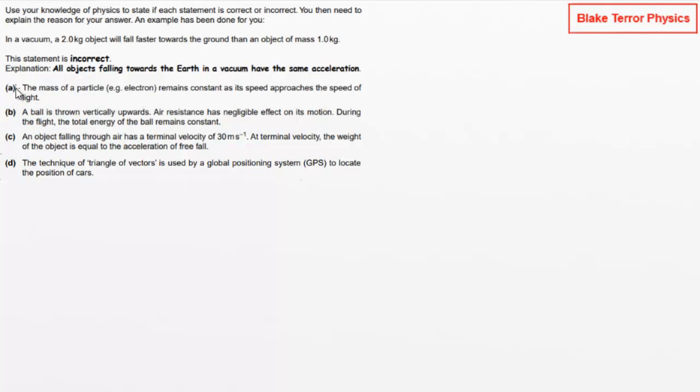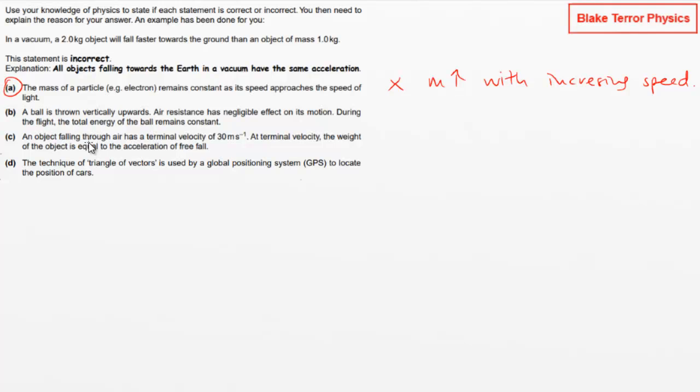Right, the mass of a particle remains constant as its speed approaches the speed of light. Okay, we haven't actually covered this one yet. But it's incorrect because the mass increases with increasing speed. Mass goes up with increasing speed. But we'll get onto that in a later topic because we haven't got into any of our relativity or anything like that at the moment.